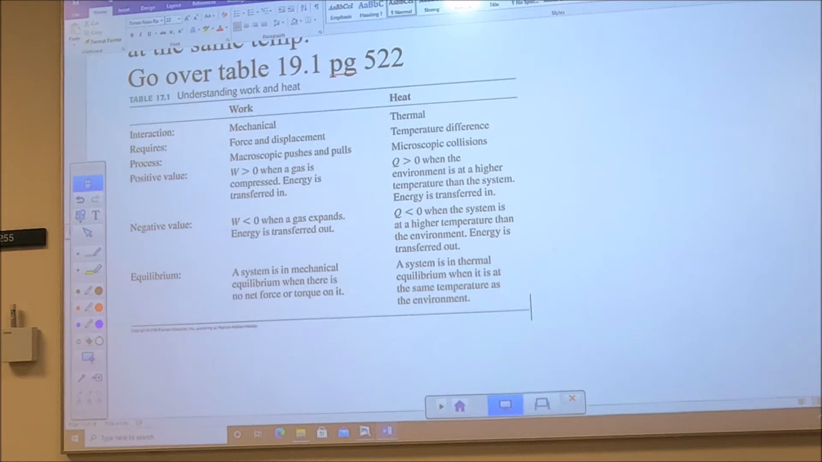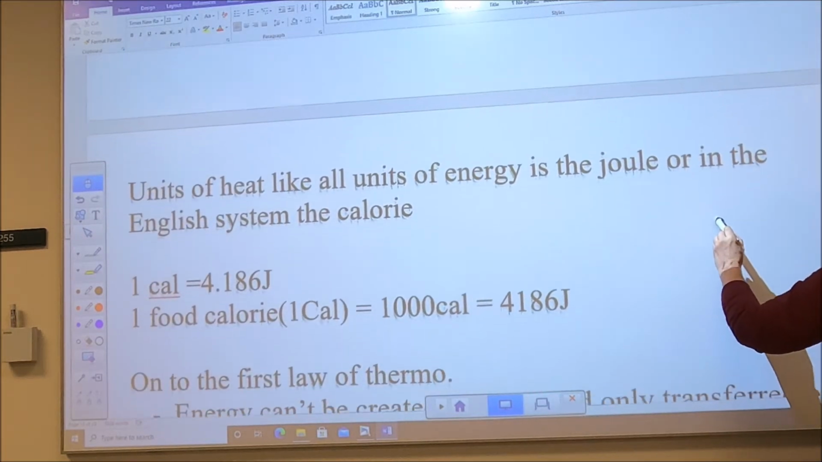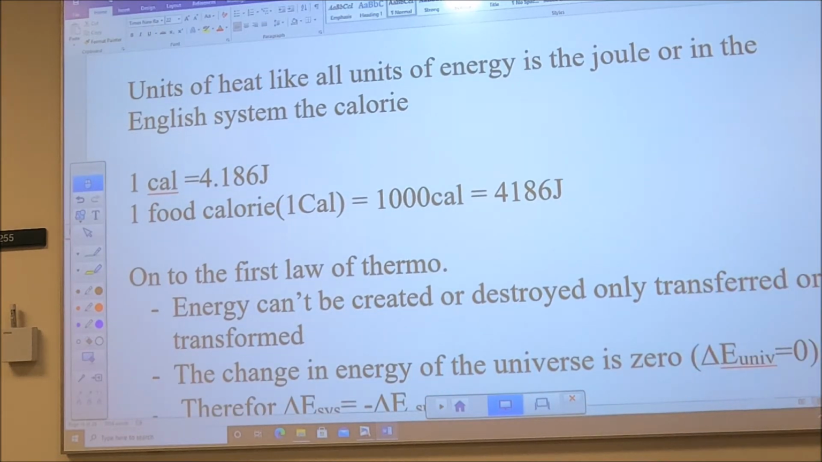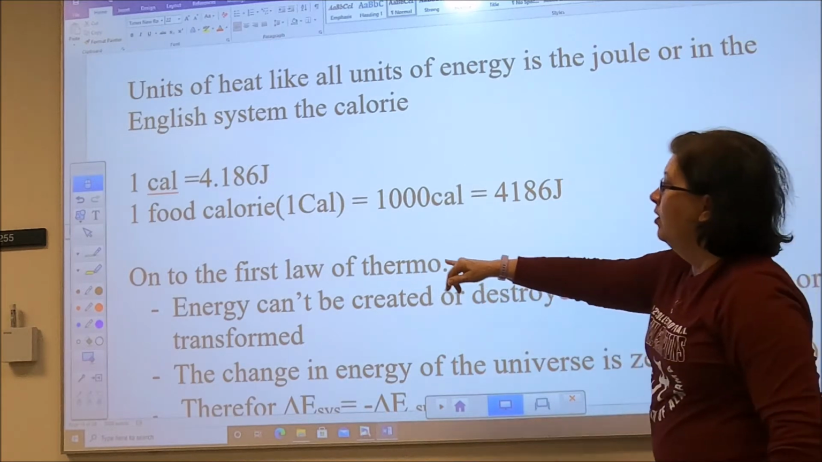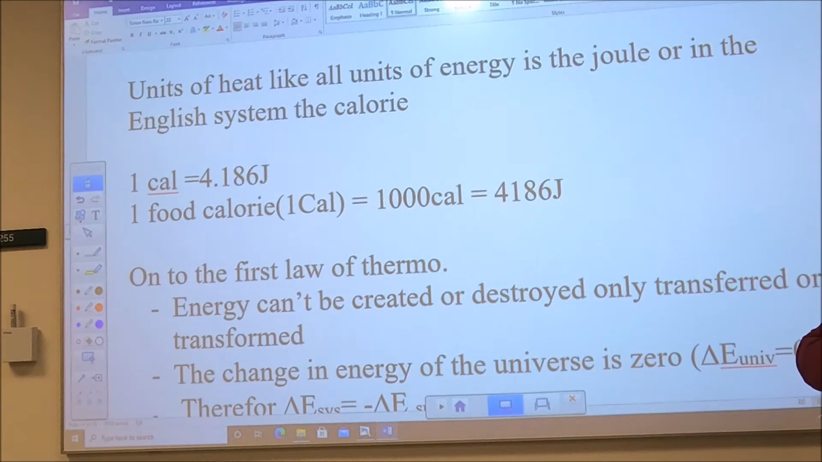You can read on down there, but just some overviews. For us, remember the unit of energy is going to be the joule. But upon occasion, you're going to find problems that have calories in them. So remember, 1 calorie is 4.186 joules. A food calorie is a calorie with a capital C because it's actually equal to 1,000 normal calories. It's a kcal, and it equals 4,186 joules.